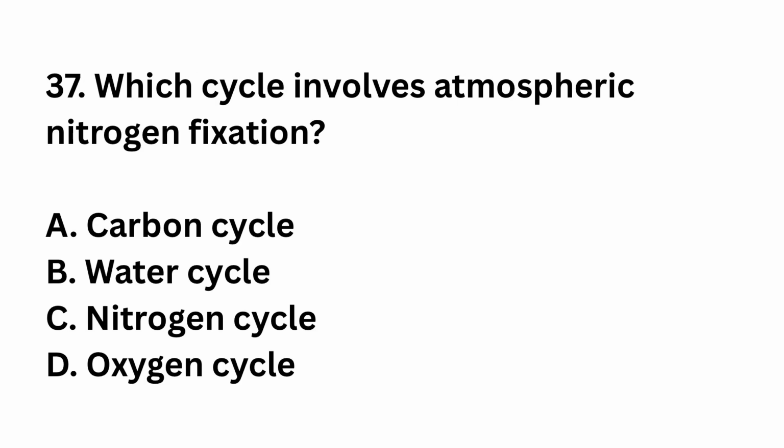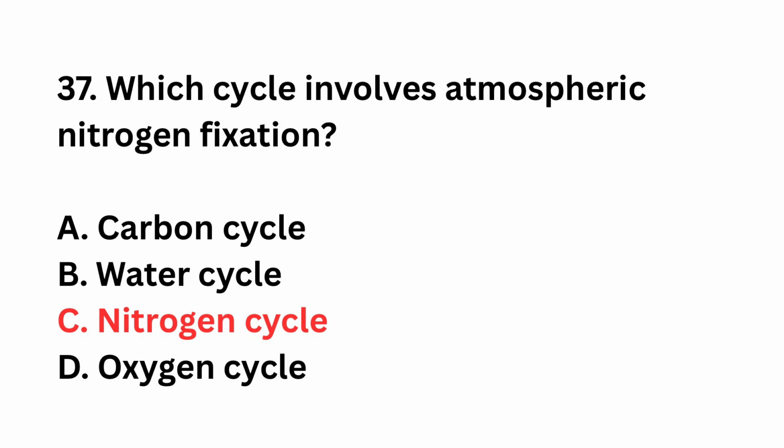Question number 37. Which cycle involves atmospheric nitrogen fixation? Carbon cycle, water cycle, nitrogen cycle, oxygen cycle. The right answer is option C, nitrogen cycle. Nitrogen fixation converts nitrogen into usable forms.